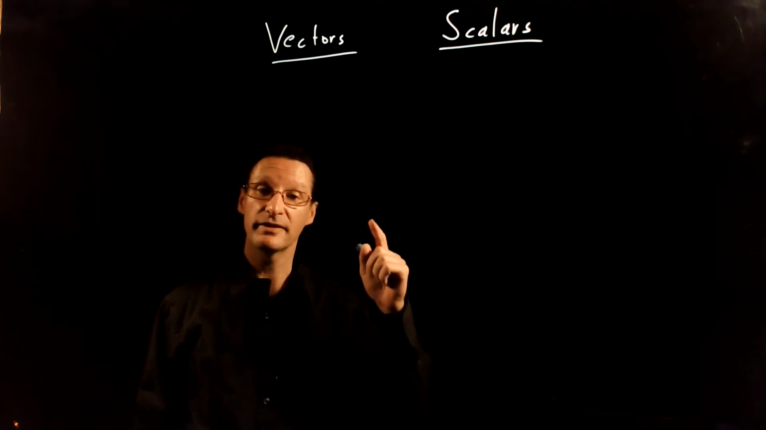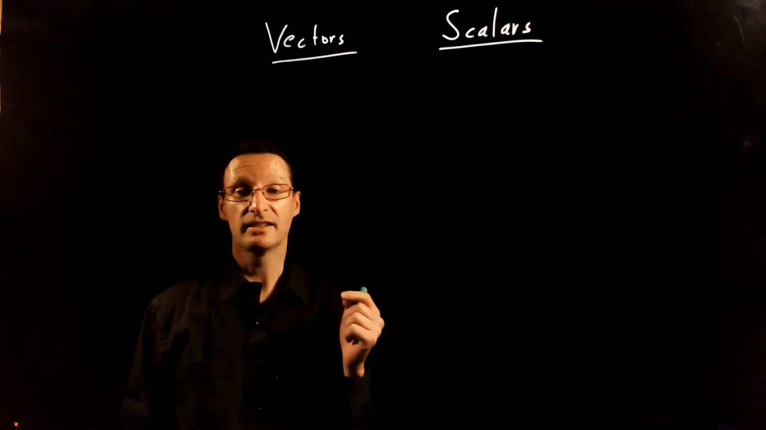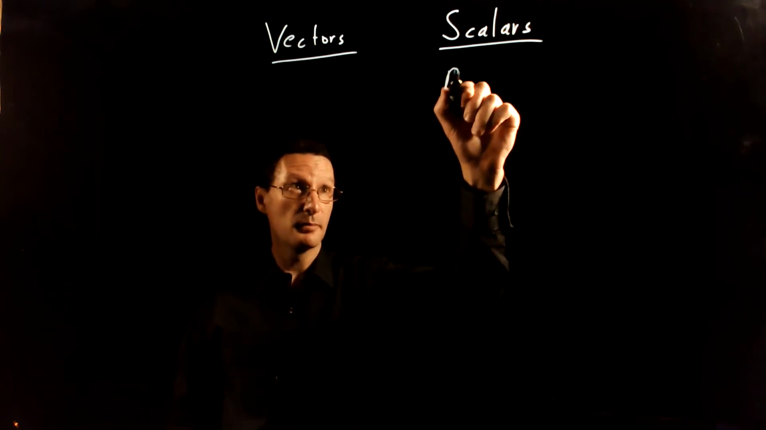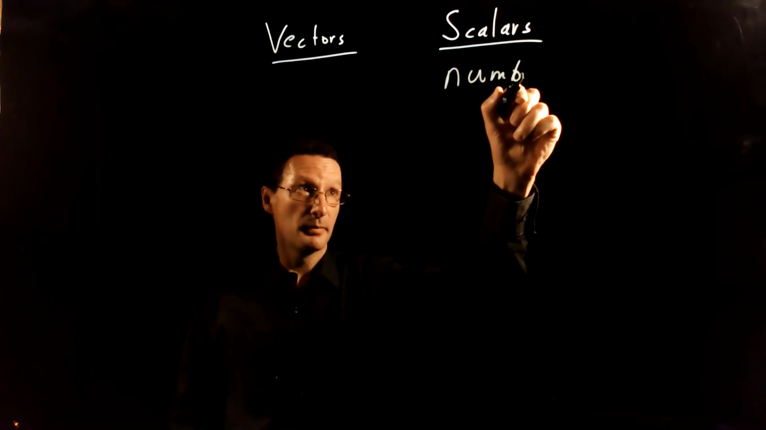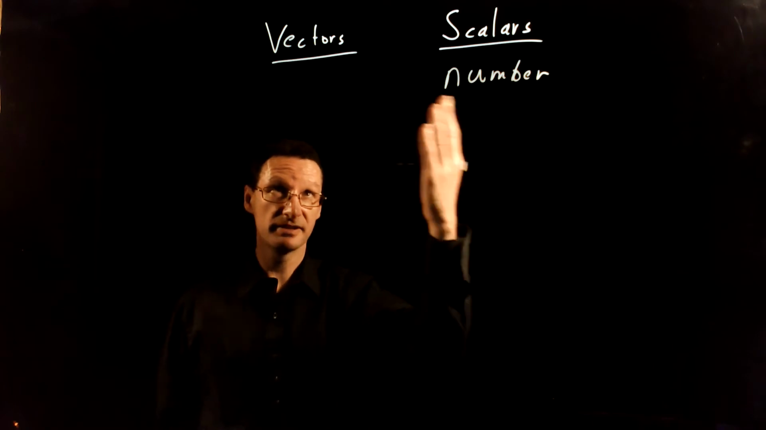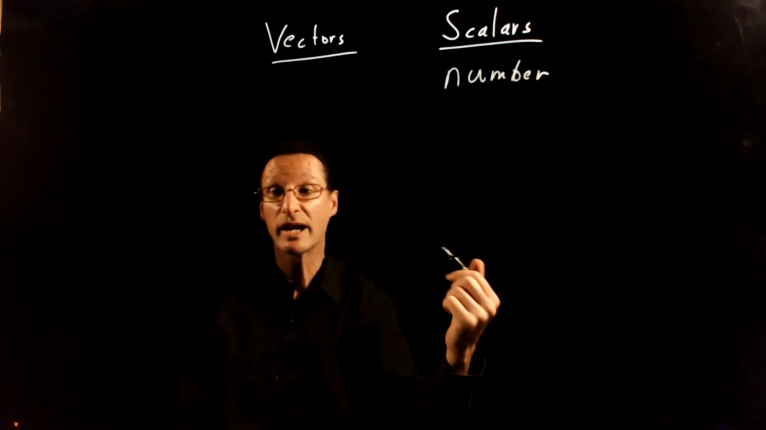Let's talk about the difference between vectors and scalars. So what is a scalar? Scalar is just a fancy word for a number. It's just a number. It doesn't have any sort of direction. The key characteristic or difference here is it doesn't have any direction information.